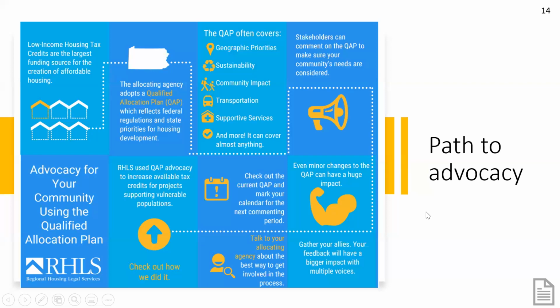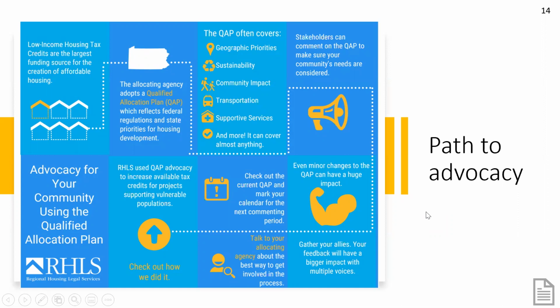So this is an infographic that we put together a few years ago that walks you through the steps for doing advocacy with a QAP. So I'm going to skip over the first two squares because we've already covered that today. But to remind you that the QAP covers a bunch of different topics, right? And there's these requirements about looking at these 10 different areas, some of which we have listed here, and then they can add whatever else they want. You do again have the opportunity to comment in this formal process, and even relatively minor language changes can end up having a pretty huge impact.